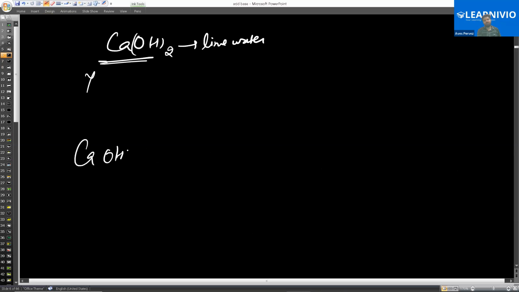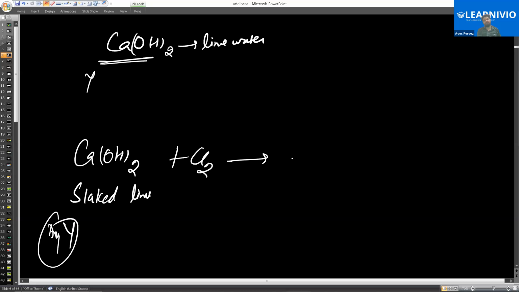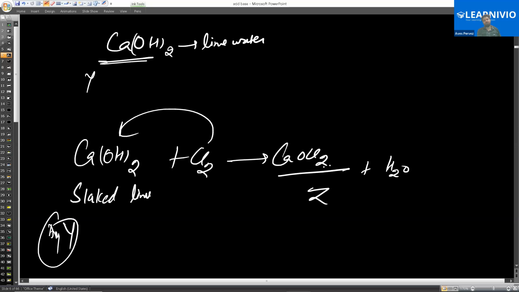But when you have it dry, paste-like, like toothpaste, then it is called slaked lime. Same formula for lime water and slaked lime. That's why he's saying dry Y. Dry Y means paste. When you pass chlorine gas to dry Y, it gives compound Z, which is used for killing germs. Simple. Chlorine gas passed to slaked lime gives bleaching powder, which is used as a disinfectant. Understood?